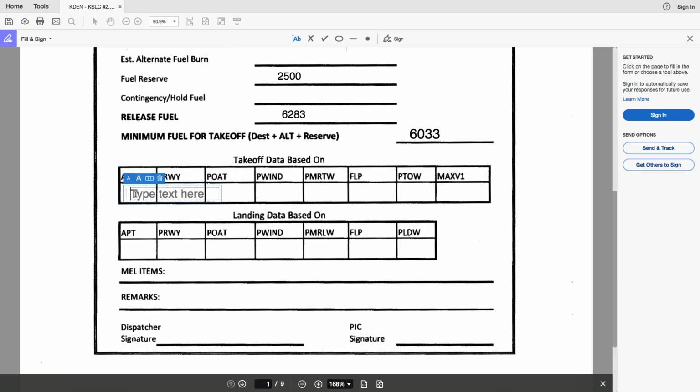Okay, our airport here is KDEN. Our planned runway was 34 left. Planned outside air temperature 18. Planned winds, what was it, variable at 3? Okay, planned runway takeoff weight 75,000 pounds. Our flap setting was flaps 8. Our planned takeoff weight was what? 64,215? Okay, our max V1 was 126.